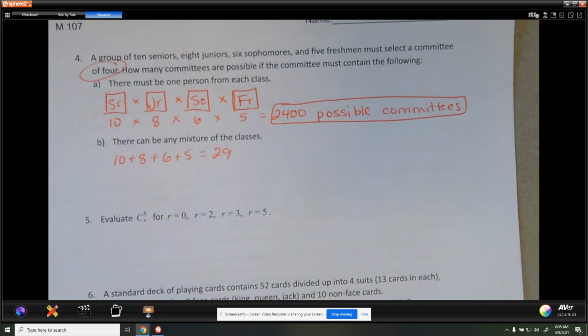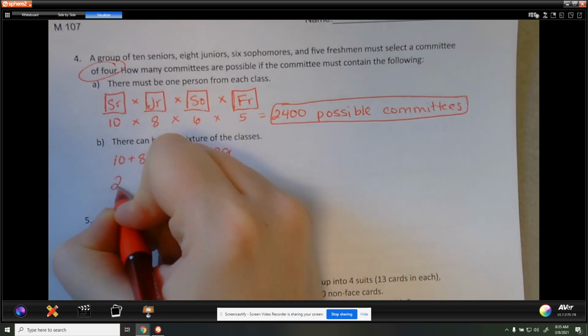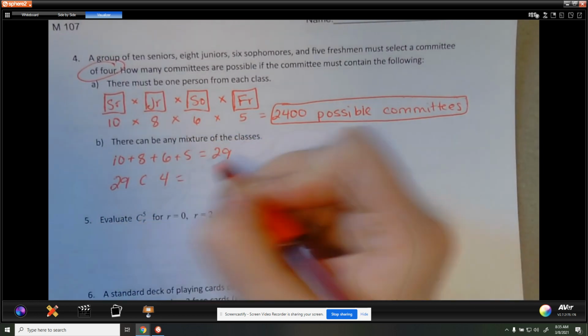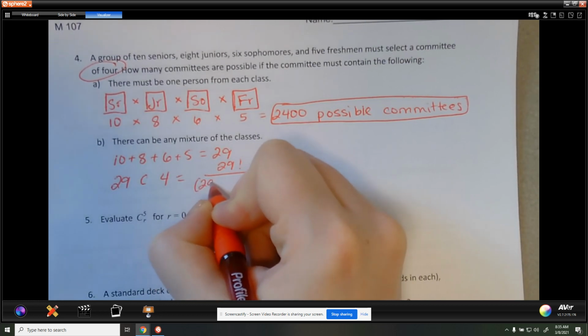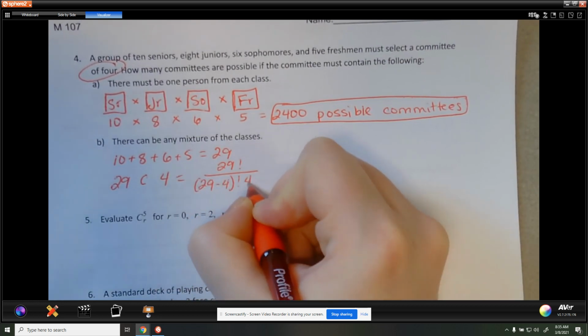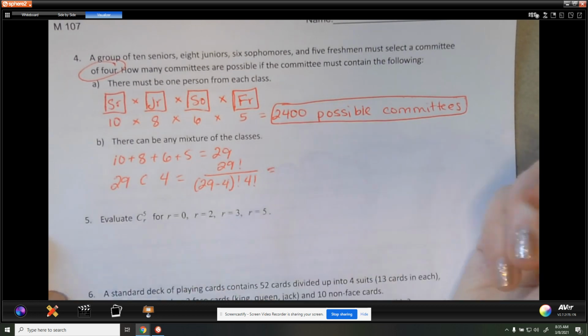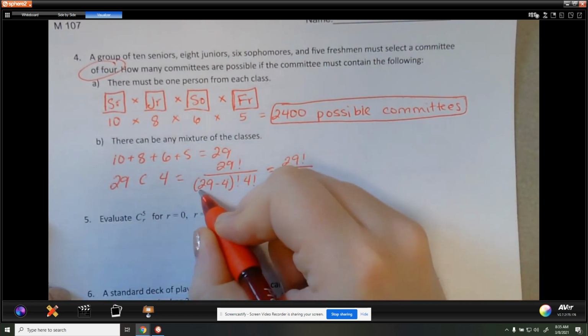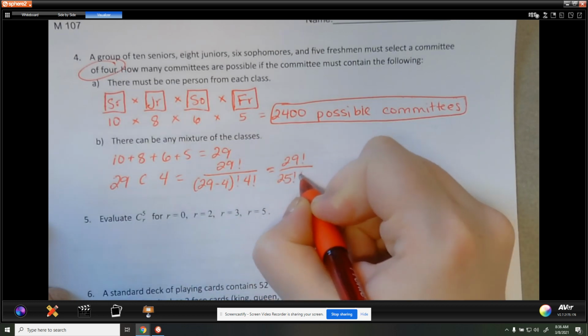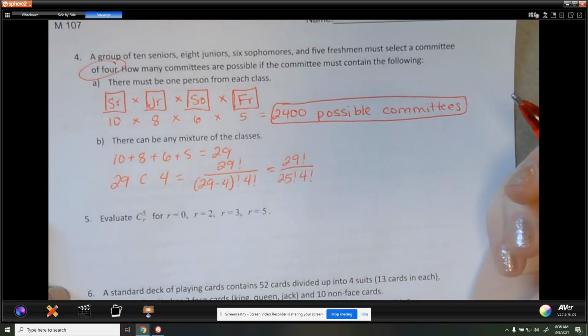18 plus 11. Sorry, my brain feels slow. Okay. So we've got 29, and we're going to choose 4. And the order does not matter. So this is just 29 choose 4. So this would be 29 factorial all over 29 minus 4 factorial times 4 factorial. So this would be 29 factorial over 25 factorial times 4 factorial.